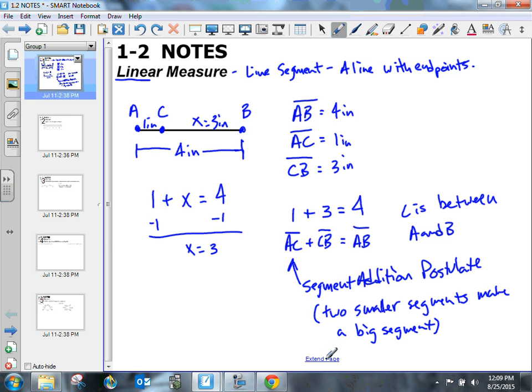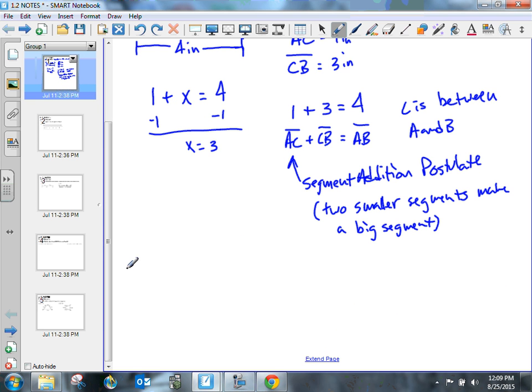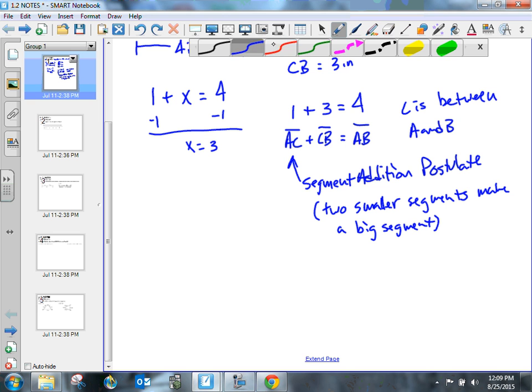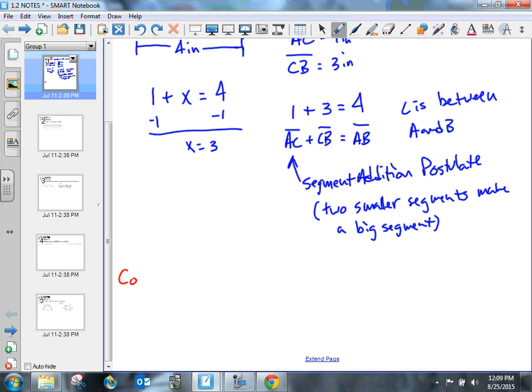One other thing that I do want to talk about here is this vocab word called congruent segments. Congruent segments are line segments with the same measure.